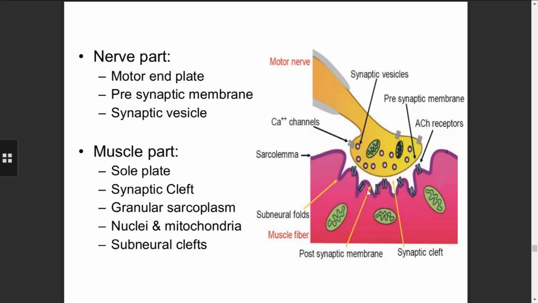Granular sarcoplasm, not shown in here. Nuclei and mitochondria, these are the mitochondria. Subneural cleft, these are the subneural clefts.